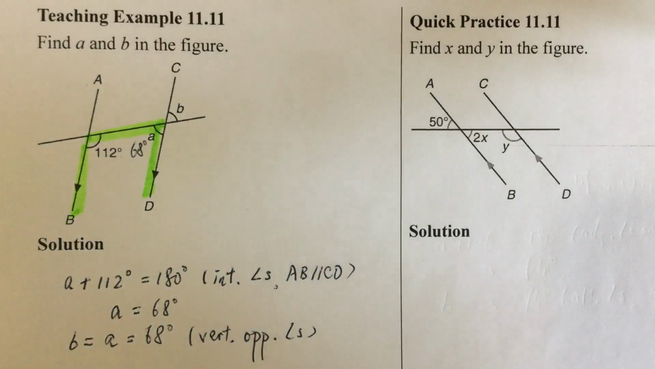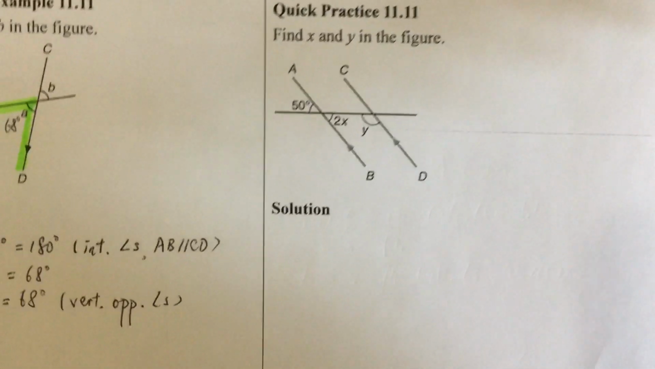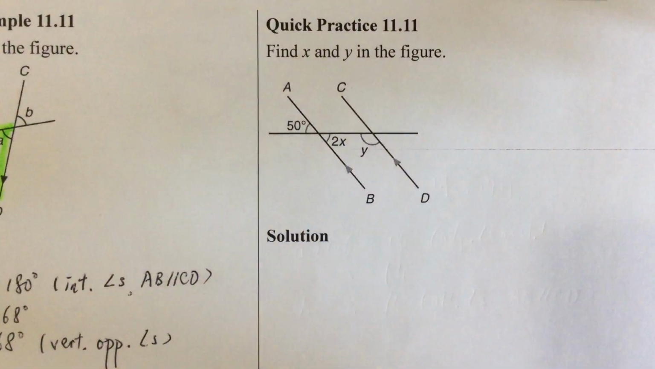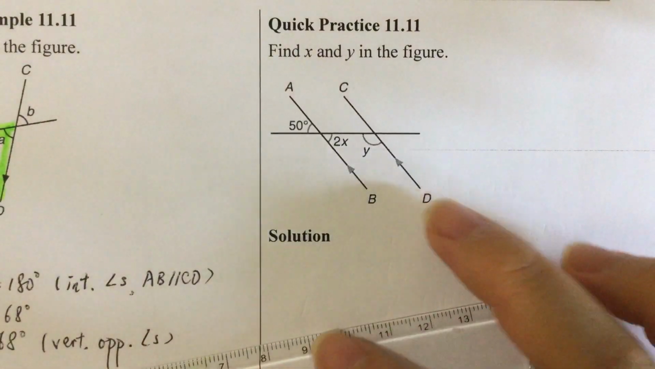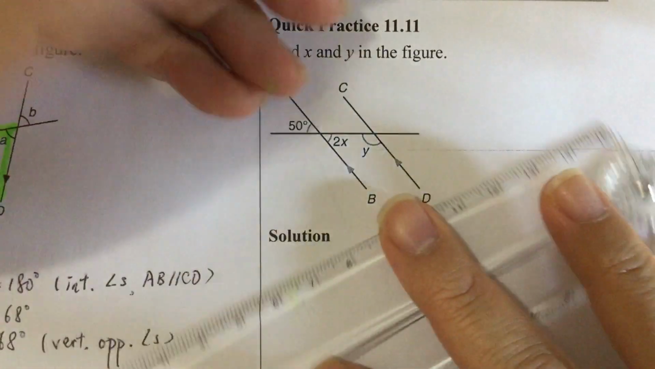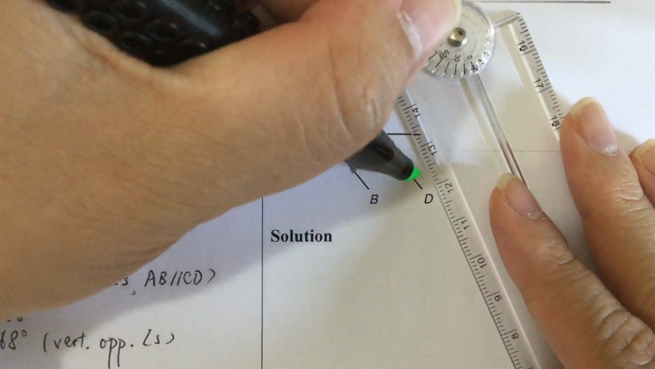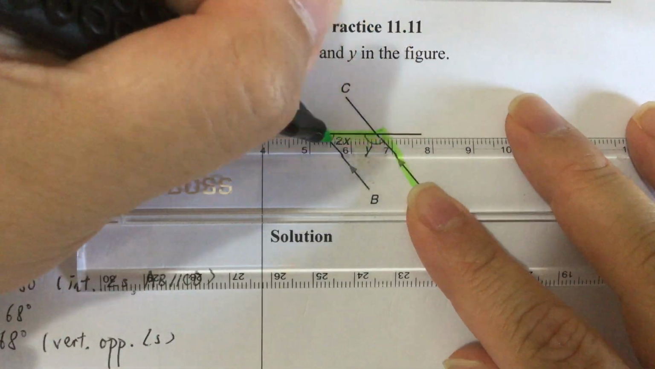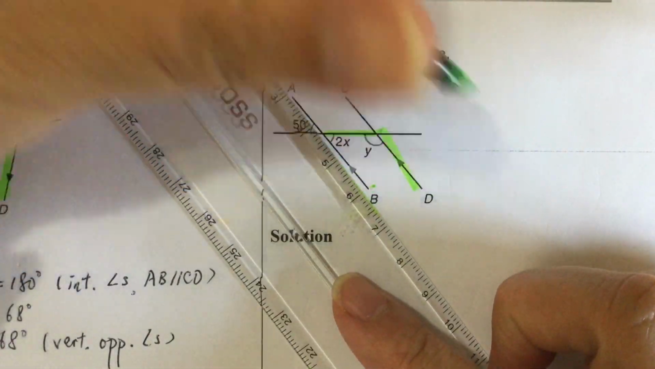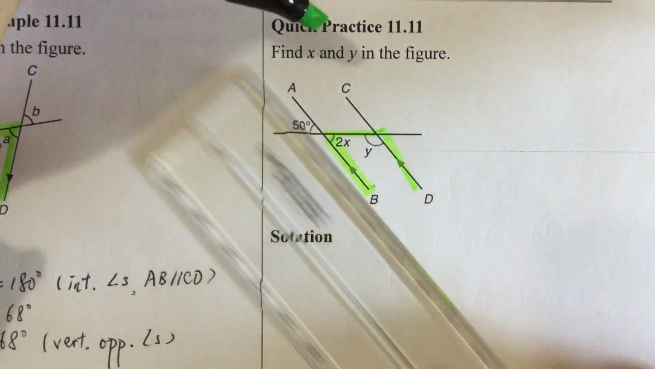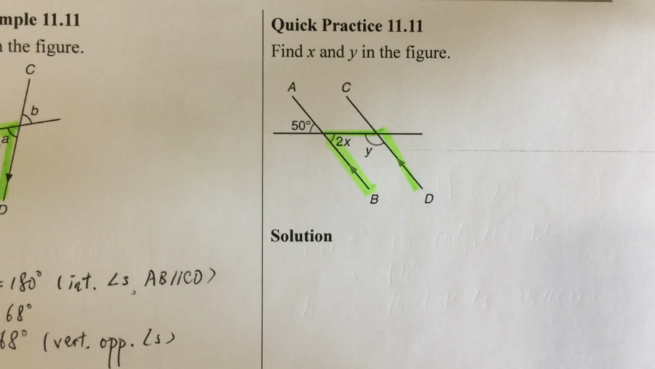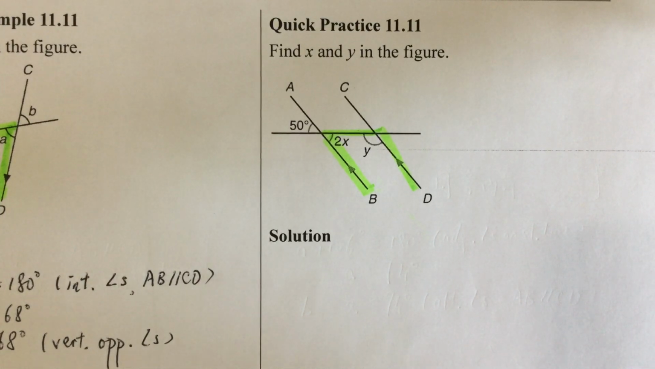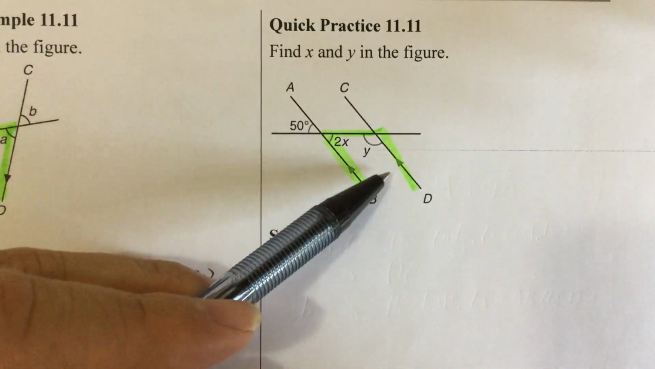Okay, now we will solve the problem of quick practice 11.11. If you cannot finish, just pause the video now. Now let's draw it. First of all, you will have a C here to find Y. This is the interior angle. We have the interior angle here, but you will see this interior angle contains two unknowns at the same time, so we cannot solve it. So we must find either X or Y first.